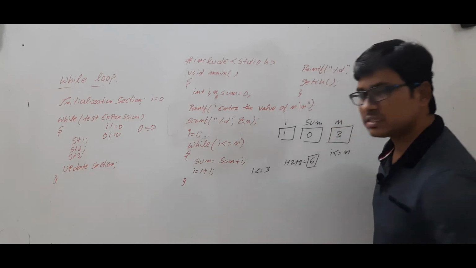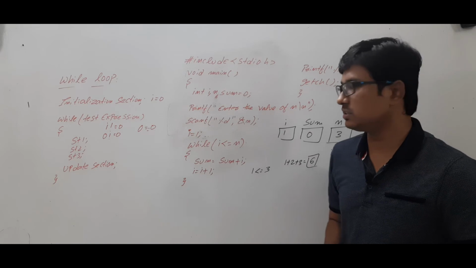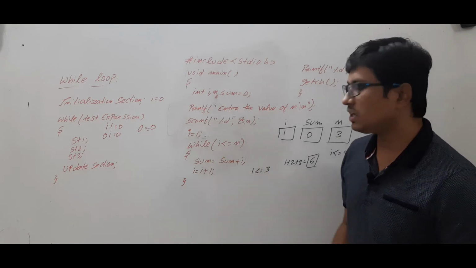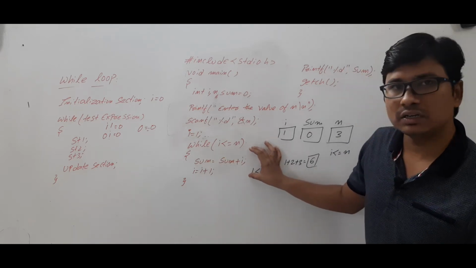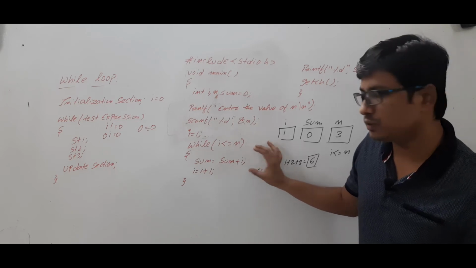So 1 is less than or equal to 3? Yeah, 1 is less than 3. So the condition is satisfied. If the condition is satisfied, what are the statements which are there in the while loop? You need to execute them.